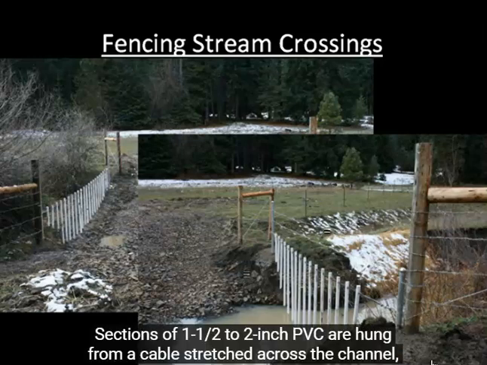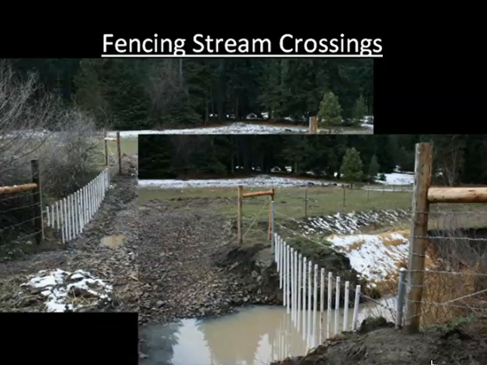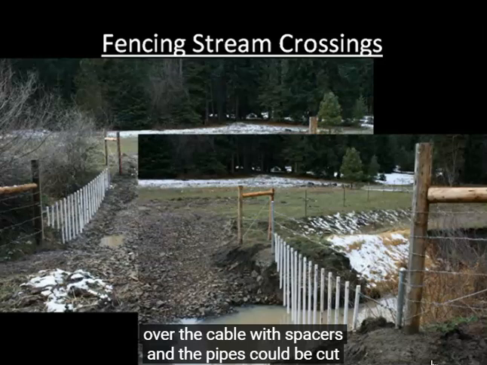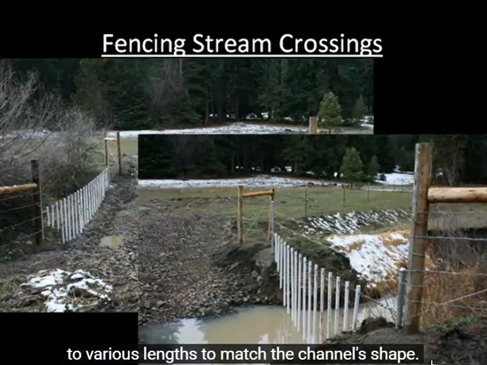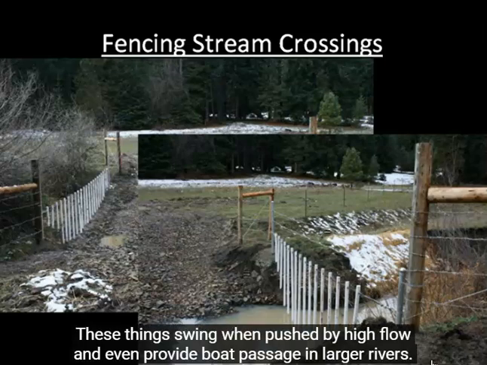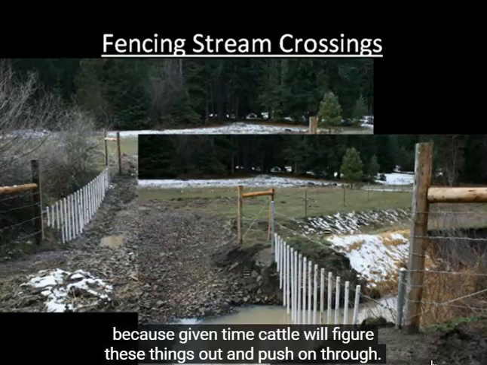Sections of 1.5 to 2 inch PVC are hung from a cable stretched across the channel, and turnbuckles at the cable ends help tension it when it becomes stretched or if the posts sag or move a bit. Each pipe section is separated from the next by rubber hose or smaller PVC slipped over the cable as spacers, and the pipes can be cut to various lengths to match the channel's shape. These things swing when pushed by high flow and even provide boat passage in larger rivers. Gates for livestock control are essential because, given time, cattle will figure these things out and push on through.